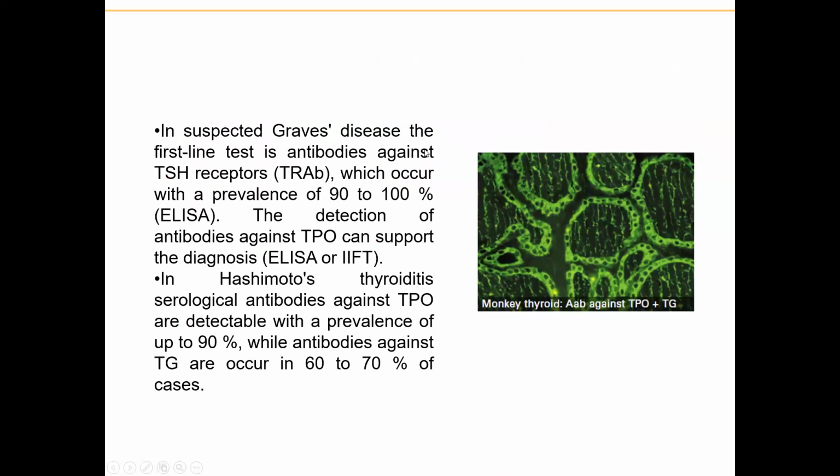In suspected Graves' disease, the first line test is antibodies against the TSH receptor, which occur with a prevalence of 90 to 100%. Here we use thyroid peroxidase.